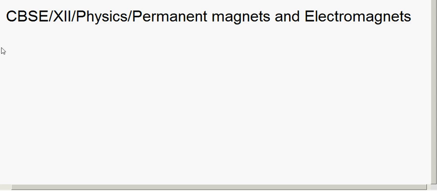First, we'll learn about permanent magnets. So, what are permanent magnets? As the name suggests, their magnetic property will remain for a longer period, permanent. So here it's very clear that this material will have their magnetic property for a longer period.